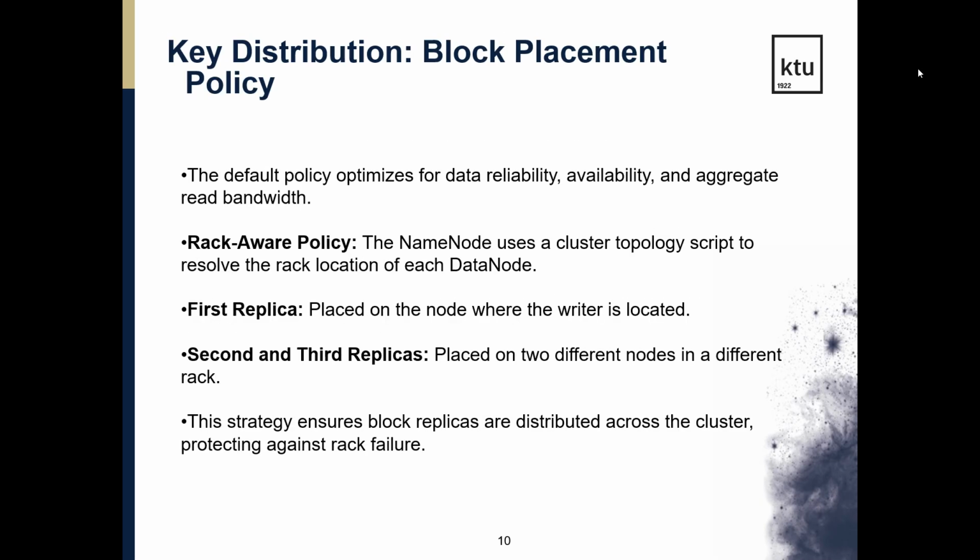Key distribution: block placement policy. There's a thing called block placement, how we are going to place each data in data nodes. The default policy optimizes for data reliability, availability, and aggregate read bandwidth. Rack aware policy. The name node uses a cluster topology script to resolve the rack location of each data node. The first replica is placed on the node where the writer is located, and the others on 2 different nodes in another rack. This strategy ensures block replicas are distributed across clusters, protecting against rack failure.